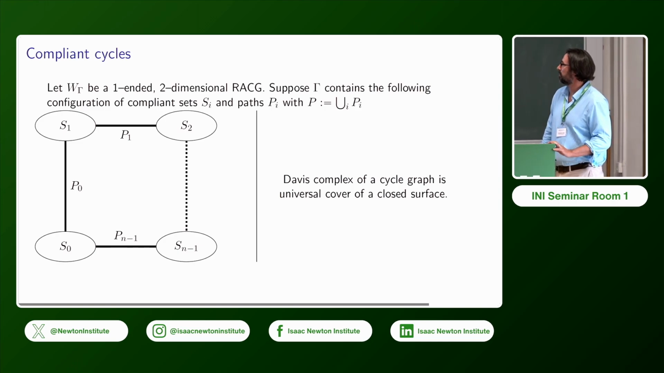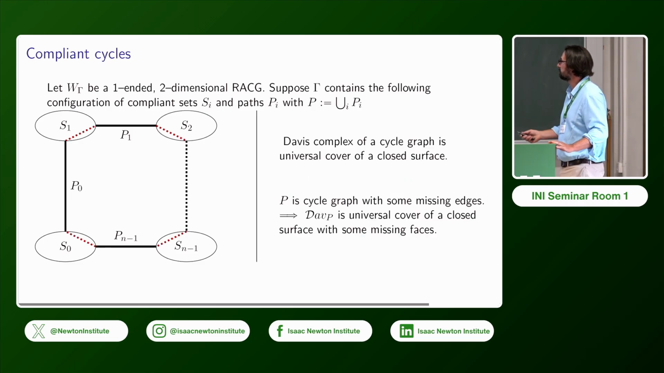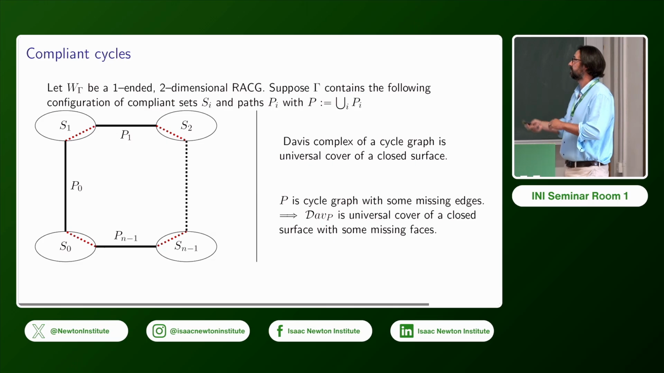This P, the union of the paths, it's not a closed cycle. It's missing some edges. It's missing these edges where it could have gone through each of the compliant subsets. So the Davis complex of this subgraph P, the union of the paths, is not the universal cover of a closed surface, it's the universal cover of a closed surface in which you've punctured some of the faces. You've punctured the faces that corresponded to these edges that don't actually exist.